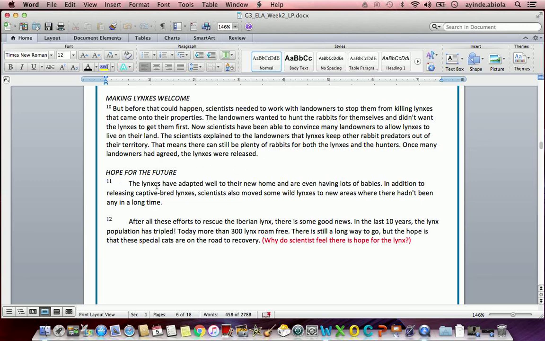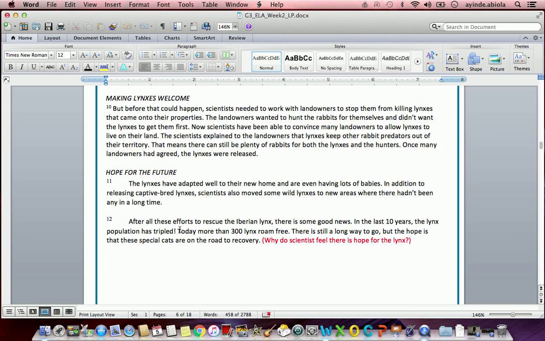Hope for the future. The lynxes have adapted well to their new home and are even having lots of babies. In addition to releasing captive bred lynxes, scientists have also moved some wild lynxes to new areas where there hadn't been any in a long time.